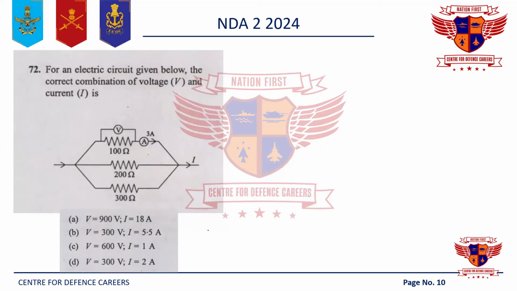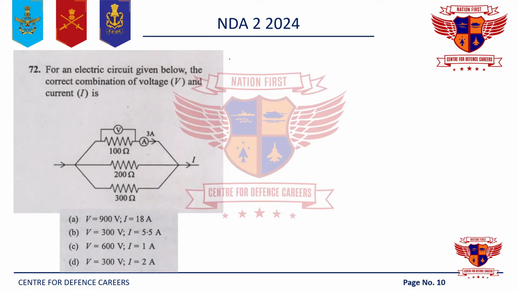We have an electric circuit given below. The correct combination of voltage and current will be. Here voltage is connected. We can clearly see that all three resistors are connected in parallel. In parallel connection, voltage across each of the resistances is the same. So the voltage V across 100 ohms, voltage across 200 ohms, and voltage across 300 ohms, all three of them are the same. So let's calculate.